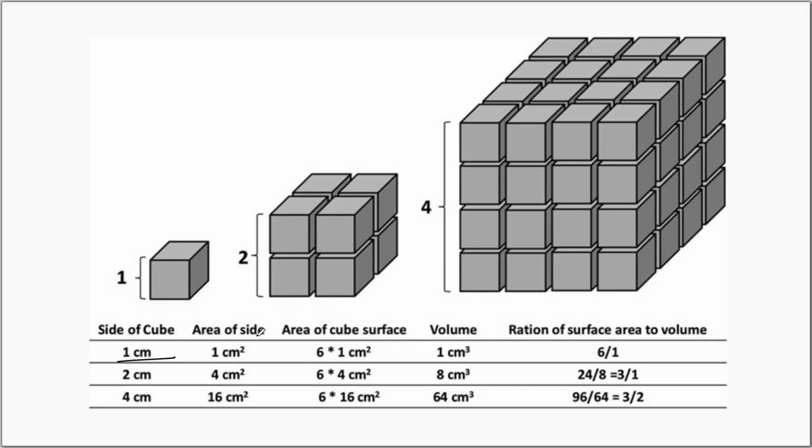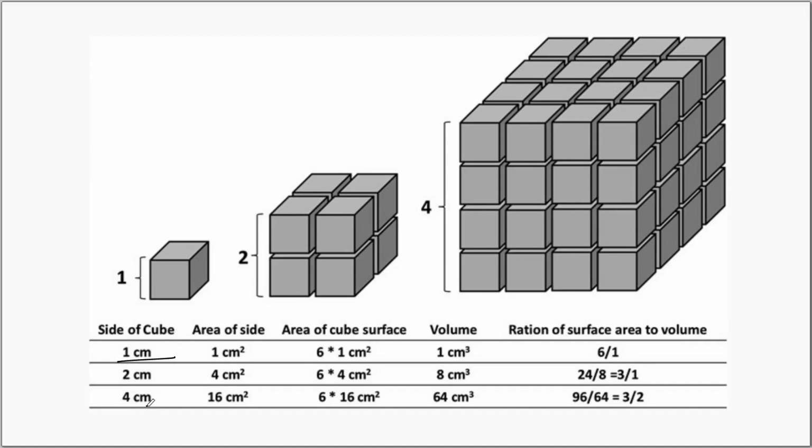Now, the area of one side of the cube will be 1 centimeter square. And for a cube there will be 6 such surfaces, so 6 centimeter square will be the surface area of the cube, and the volume of the cube will be 1 centimeter cube, and the ratio of surface area to volume is 6/1. And when you take a 2 centimeter cube, the surface area of one face will be equal to 4 centimeter square. A cube has 6 faces, so you get 24 centimeter square. Volume of the cube is 8 centimeter cube, so you get 24/8, that is 3. That is the ratio of surface area to volume, which is equal to 3 in this case.